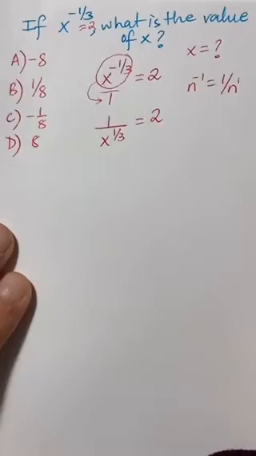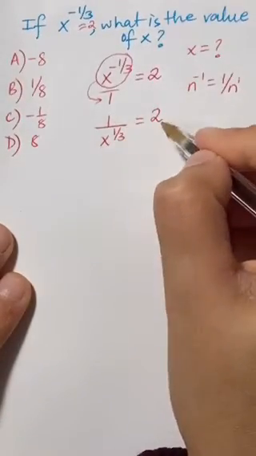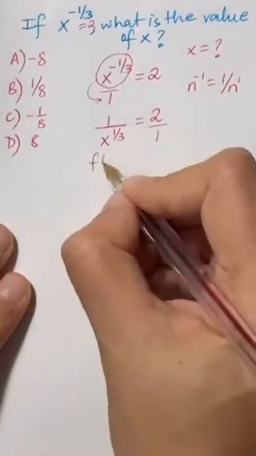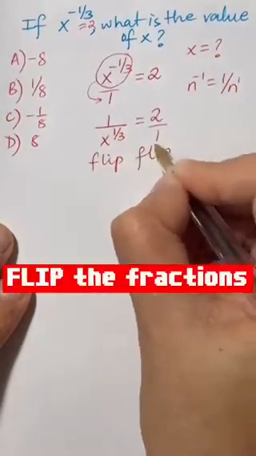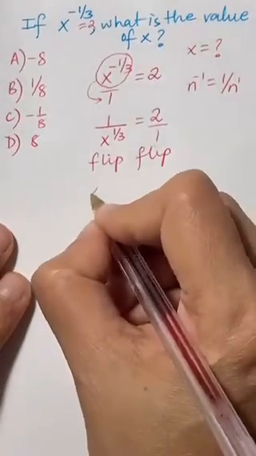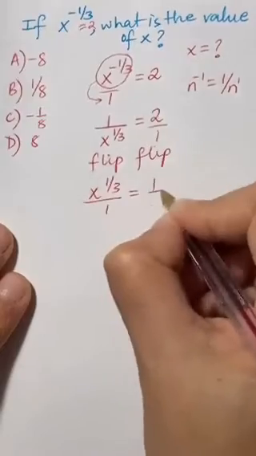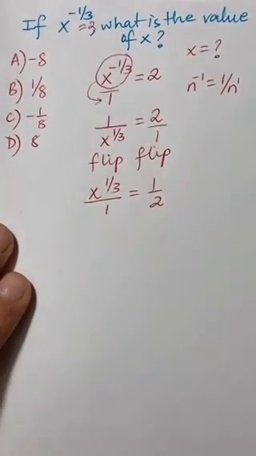Now the next thing I'm going to do is rewrite this equation. So notice 1 over x to the 1/3 is equal to 2. If I flip both sides, flip means reciprocate the fraction, that's x to the 1/3 at the top and a 1 at the bottom, and this becomes 1/2. All right, I like that much better.